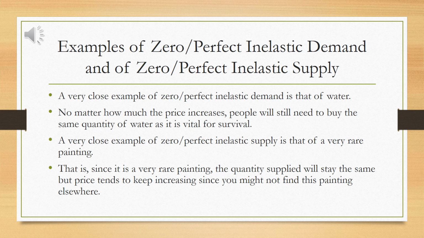is vital for survival. A very close example of a zero or perfect inelastic supply is that of a very rare painting. That is, since it is a very rare painting, the quantity supplied will stay the same, but price tends to keep increasing, since you might not find this painting elsewhere.